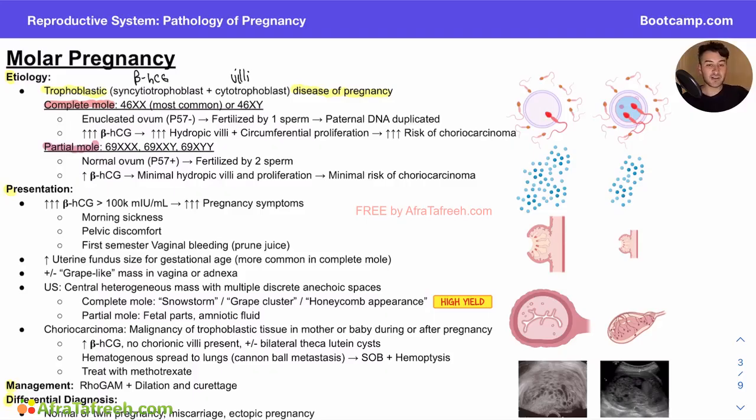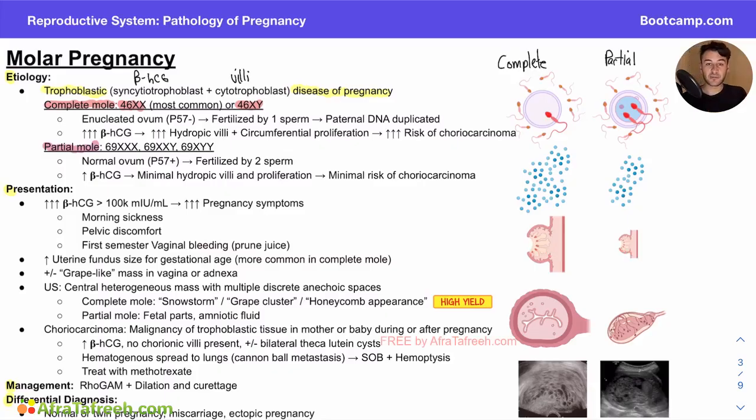So let's go ahead and get started talking about our complete mole, which is going to be usually 46XX or 46XY in terms of genotype. We're going to talk about this a little bit more, but let's direct our attention over here to our side-by-side comparison. I want you guys to note that over here, we're going to be talking about our complete moles, whereas our partial moles are going to be in this column over to the right.